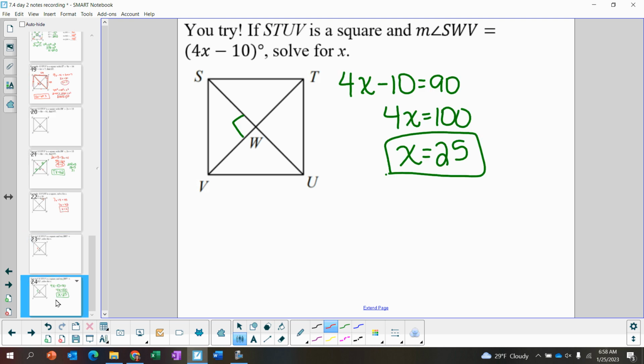All right, because that angle represents a 90-degree angle, we set 4x minus 10 equal to 90 and solve and get x is 25. And that is the second day of 7.4 for the rhombus and the square.